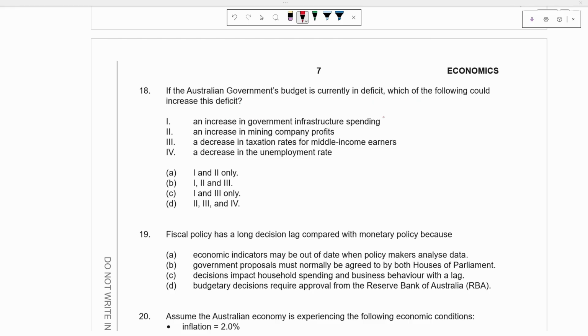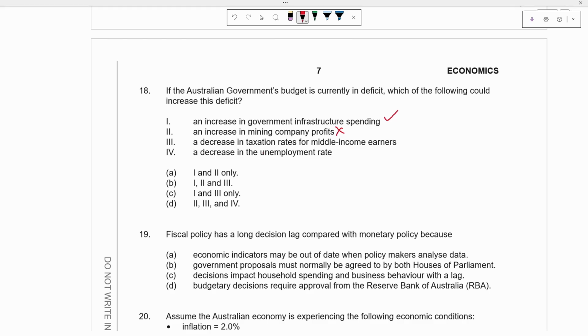1, an increase in government infrastructure spending. This one is correct. If the government increases their spending while in a deficit, this would enlarge the deficit. 2, an increase in mining company profits. This one is incorrect. If mining companies are earning more profit, this would mean the government would earn more corporation tax revenue and thus decrease the deficit.